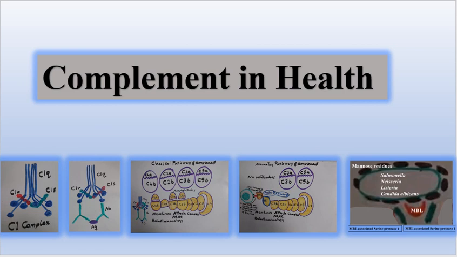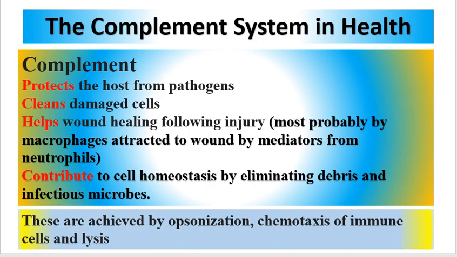In this lecture, I'm going to talk about complement in health. The complement system plays a very crucial role in body health by protecting the host from pathogens, cleaning damaged cells, helping wound healing following injury, and contributing to cell homeostasis by eliminating debris and infectious diseases. And actually, these are achieved by opsonization, chemotaxis of immune cells, and lysis.